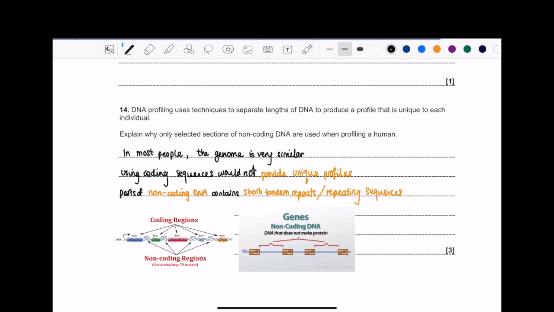But the genome is very similar, and so if you're using coding sequences, you can't really profile a human, let's say person A, because there you wouldn't get any unique profiles. What that means is unique data, or repeating sequences of that individual. At the end of the day, DNA is based on codes, based on bases, and so if you don't have specific repeating sequences, then you can't really identify between person A and person B, right? And the thing is, non-coding DNA contains short tandem repeats, aka repeating sequences.